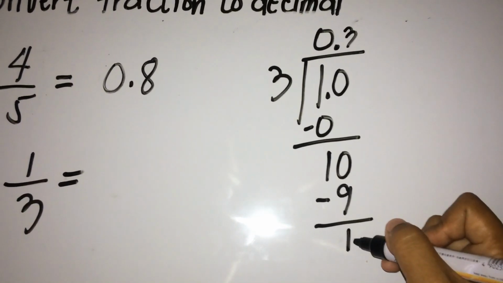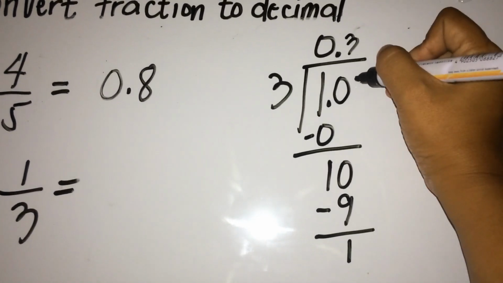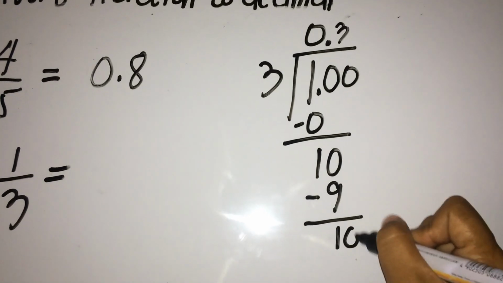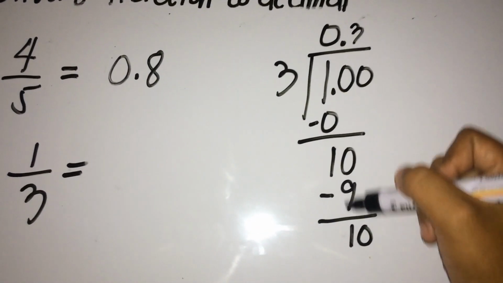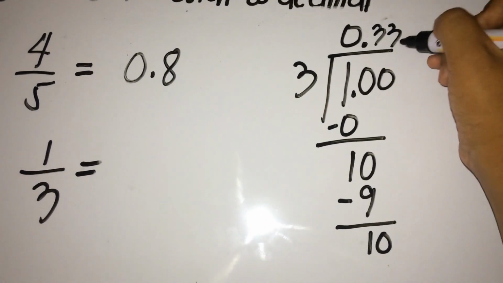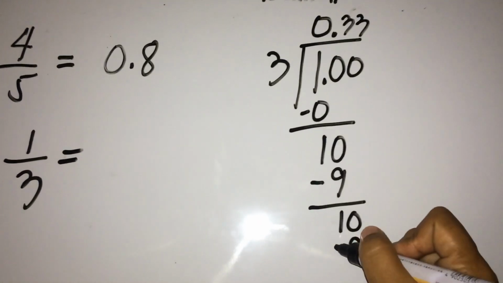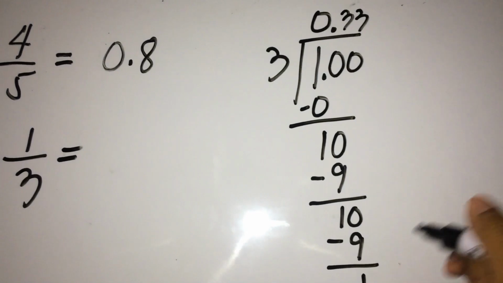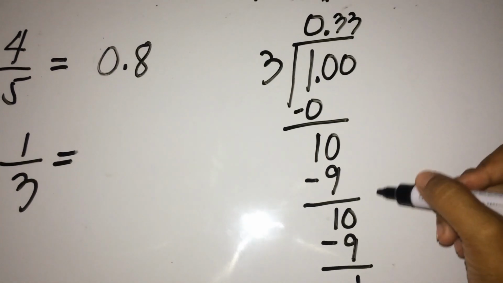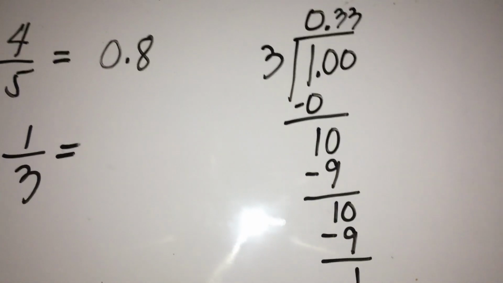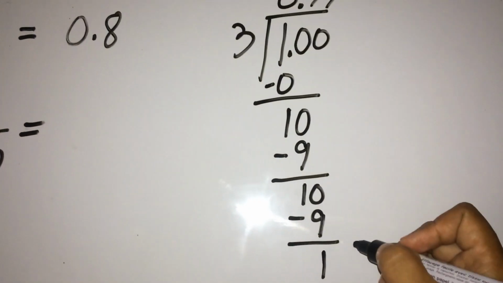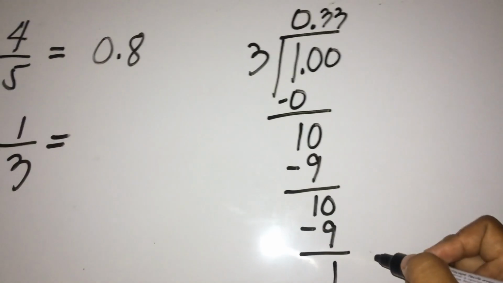Since the remainder is not yet 0, we'll add another 0 here and bring it down there to make it 10. So we'll proceed again with the division. 10 divided by 3 is 3. 3 times 3, 9. 10 minus 9 is 1. So it seems like our decimal is non-terminating, or it keeps on repeating.